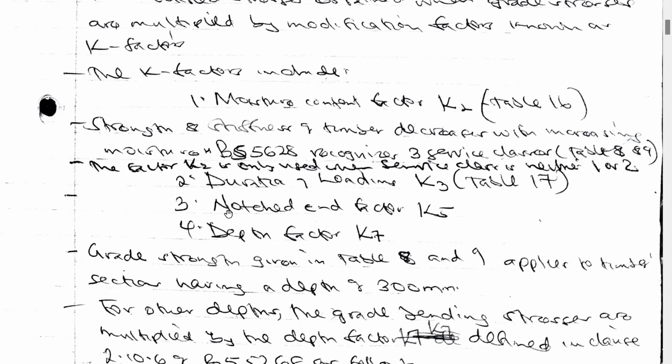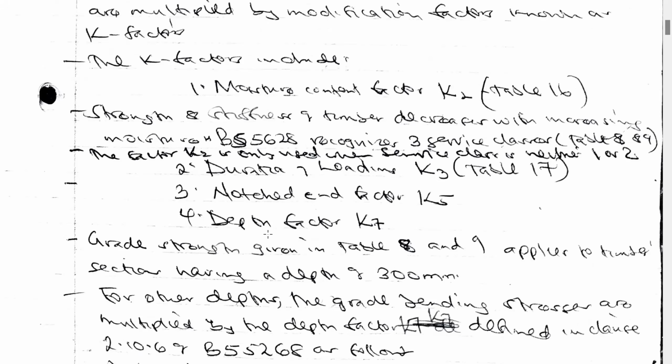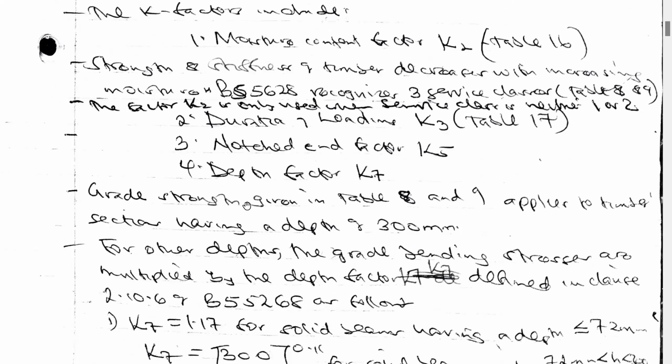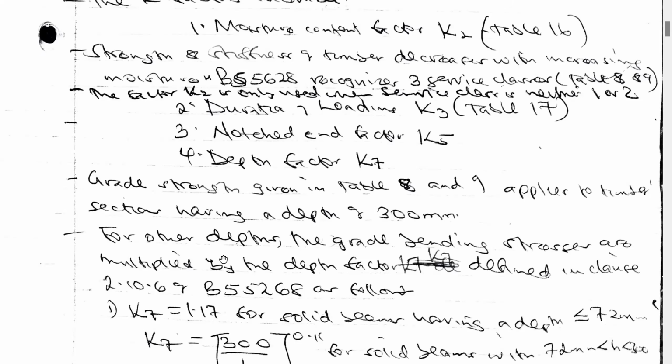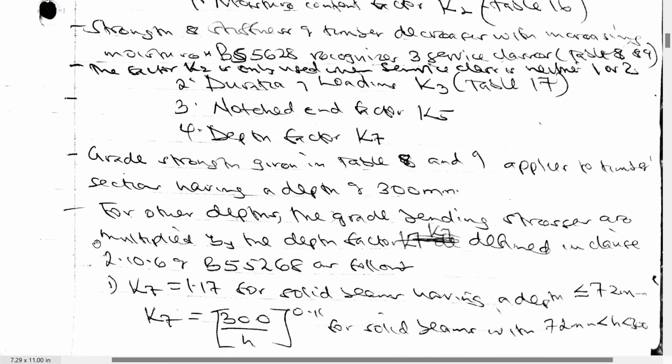Then you have depth factor, which is K7. And as I said, grade strength given in table 8 and 9 apply to timber section having a depth of 300 millimeters. So these K7 values from table 8 and 9 are only for timber sections which have a depth of 300 millimeters. So for other depth, the grade bending stresses are multiplied by the depth factor K7 defined in clause 2.10.6 of BS5268 as follows.